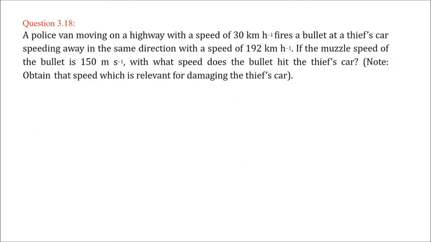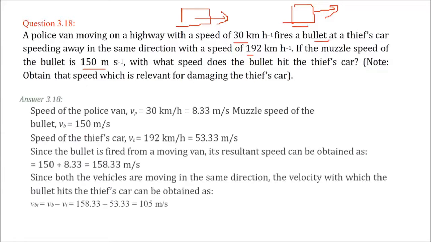A police van moving on a highway with a speed of 30 km/h fires a bullet at a thief's car. So the police is here, the thief is here, it is firing some bullet, speeding away in the same direction. Both are moving in the same direction. Now the bullet speed... the thief car is moving at 192 km/h, and the police van is very slow, but the muzzle speed of the bullet is very fast, 150 meters per second. So with what speed does the bullet hit the thief car?